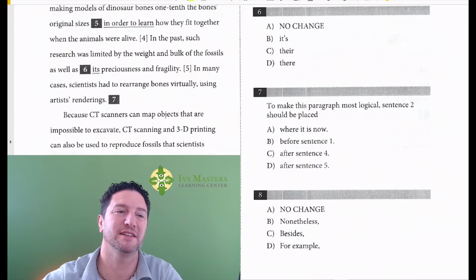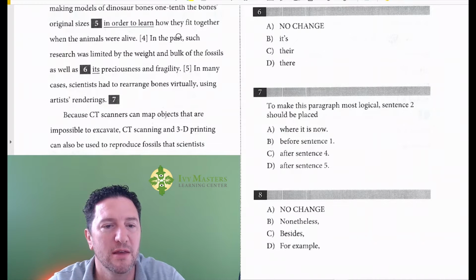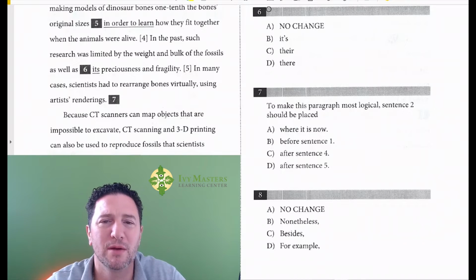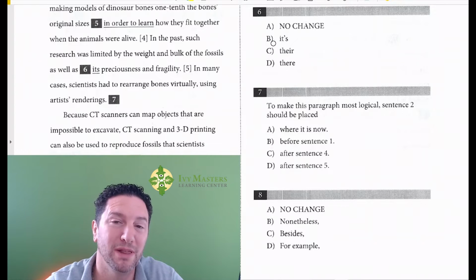And today we're going to look at Test 5, Section 2, Number 6, which reads, in the past, such research was limited by the weight and bulk of the fossils, as well as its preciousness and fragility. So what we see in our answer choices here are pronouns. Every time you see a pronoun, what you have to do is identify what's called its antecedent. The antecedent is a noun that the pronoun refers to or replaces.